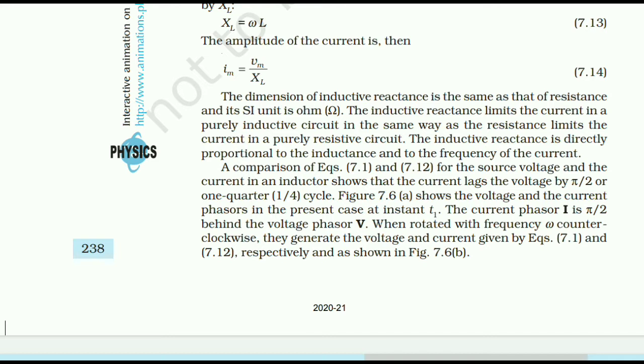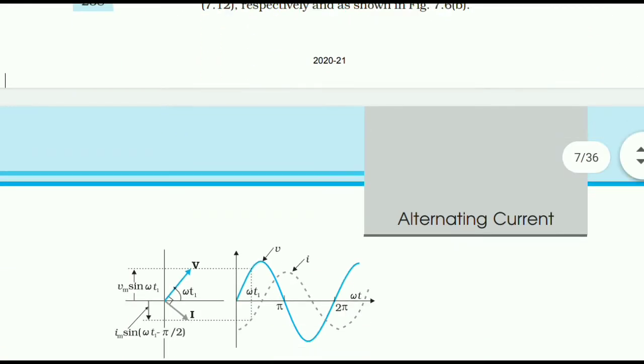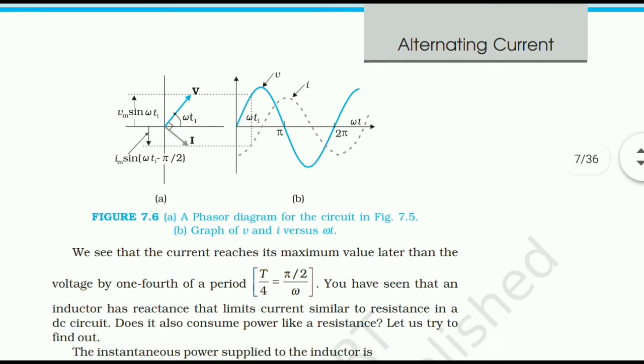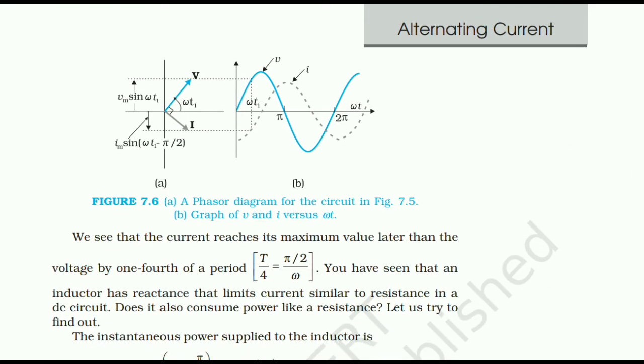Figure 7.6a shows the voltage and the current phasors at time instant t1. The current phasor I is pi by 2 behind the voltage phasor V. When rotated at frequency omega counterclockwise, they generate the voltage and AC current given by equations 7.1 and 7.12 respectively, as shown in figure 7.6b. We see that the current reaches its maximum value later than the voltage by 1/4 of the time period, that is T by 4 equals pi by 2 upon omega.